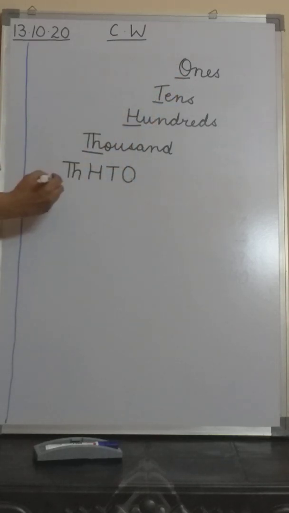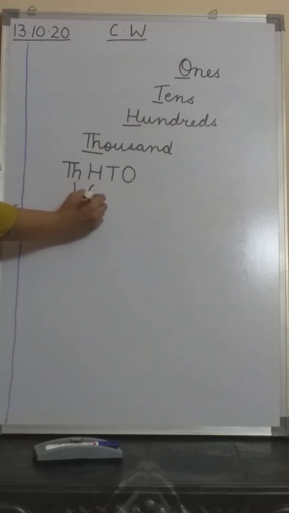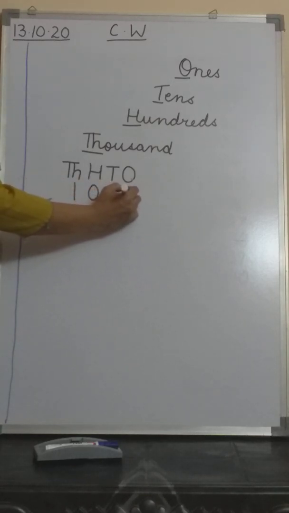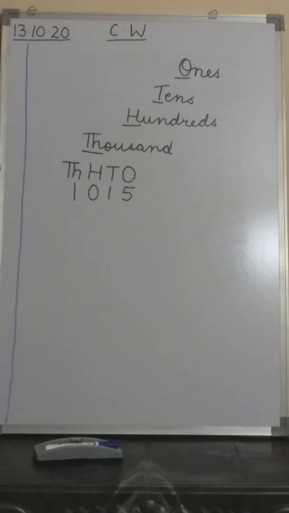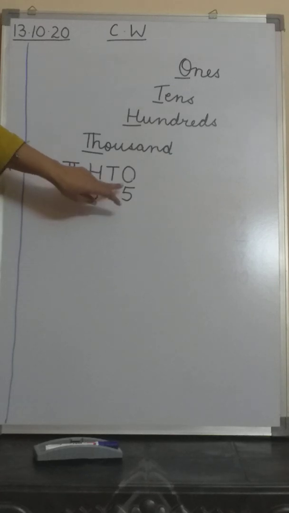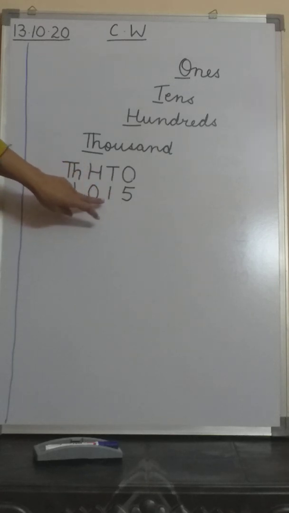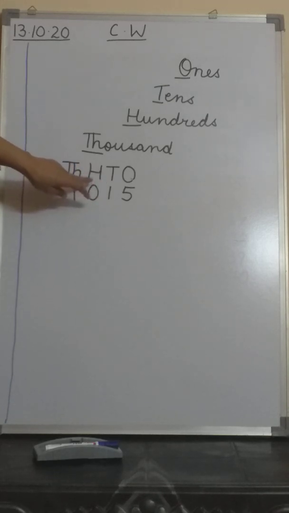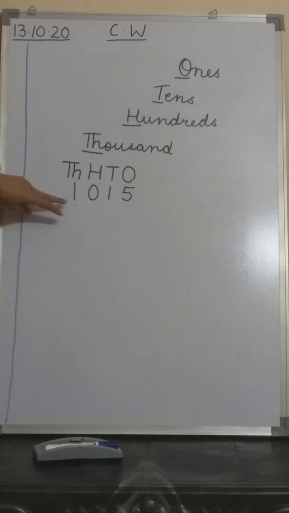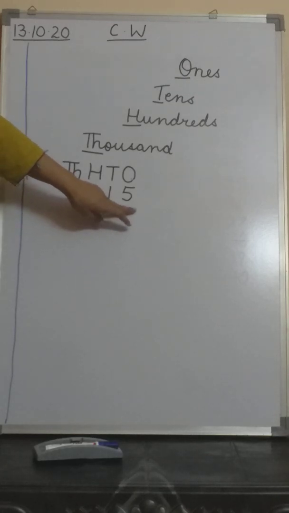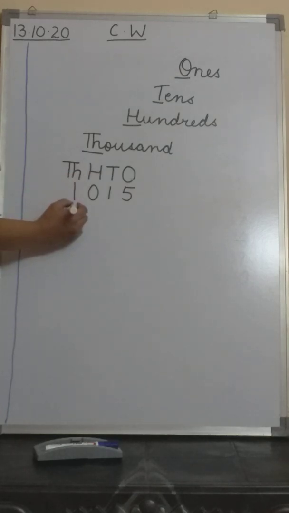Now suppose I give you a number, 1015. Alright, so 5 comes under ones. 1 comes under tens. 0 comes under hundreds. And 1 comes under thousands. So how will we read this number? This is 1015. Now we'll write the next number.